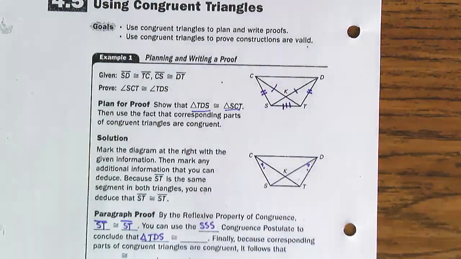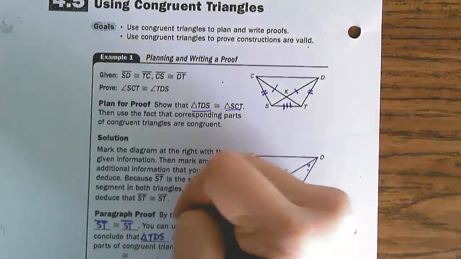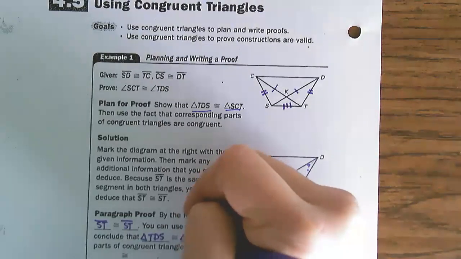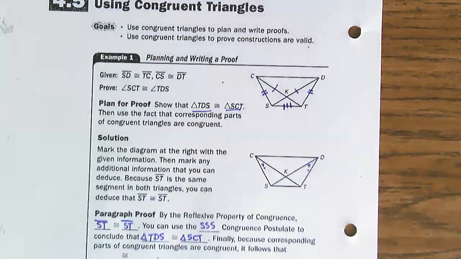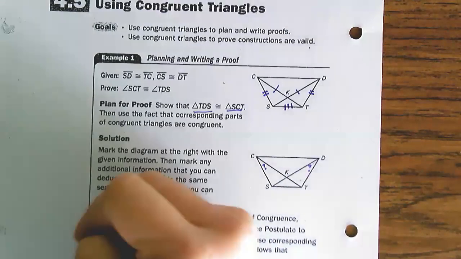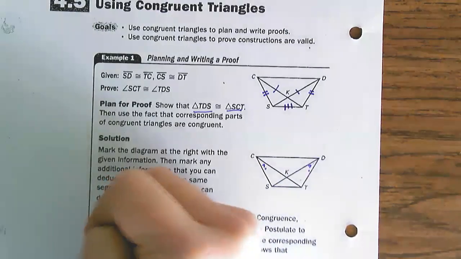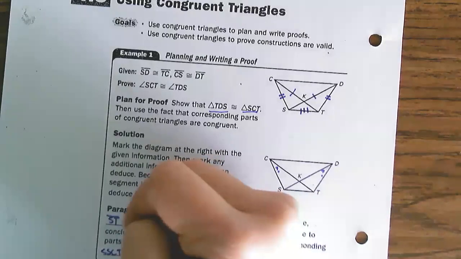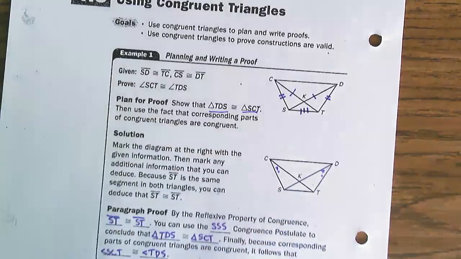We're getting there. So we know that the triangles are congruent, right? If the triangles are congruent, then every single part of every single triangle that's corresponding is also congruent. Does that make sense, Maren? Yes. So because corresponding parts of congruent triangles are congruent, it follows that angle SCT is congruent to angle TDS. Oh boy, you should tell me when you can't see where I'm writing.